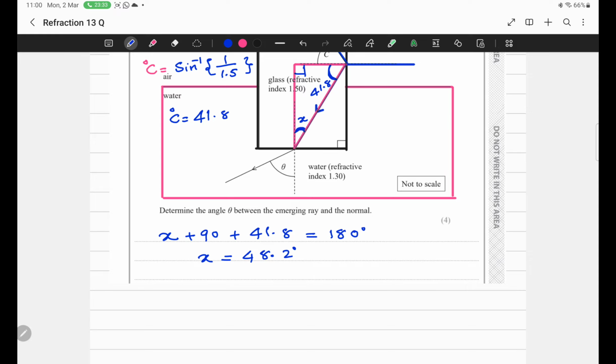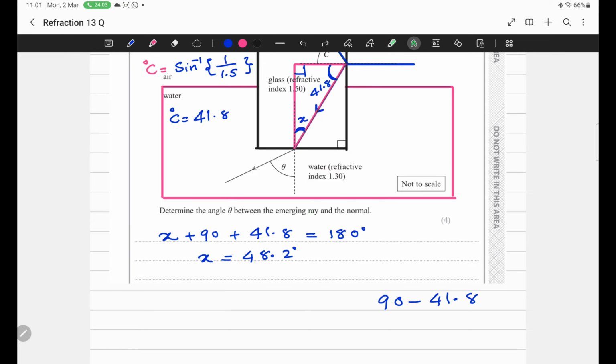48.2. And most teachers usually teach this angle in this way. If this is a right angle triangle, then you can subtract 90 minus 41.8. They do not use the 180 degree property. Usually, if this is a right angle triangle, then 90 minus one angle will be the other angle. So the other angle is 48.2.